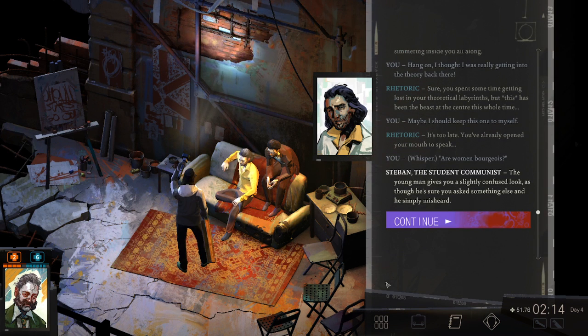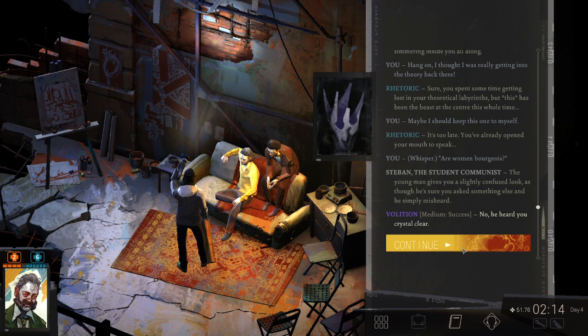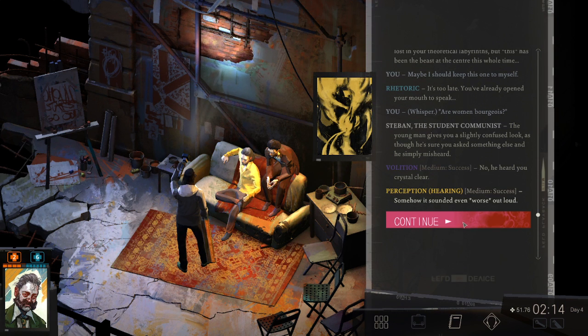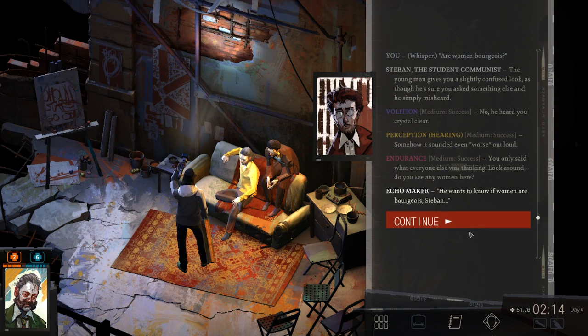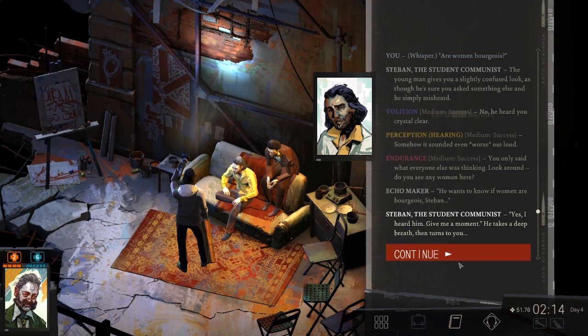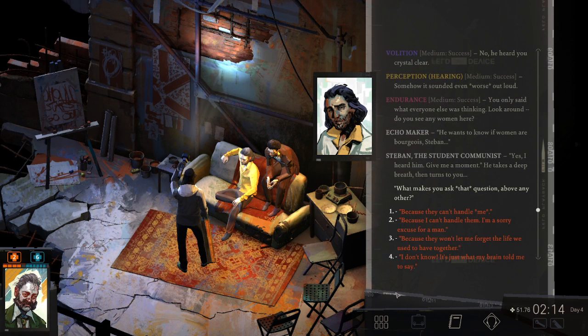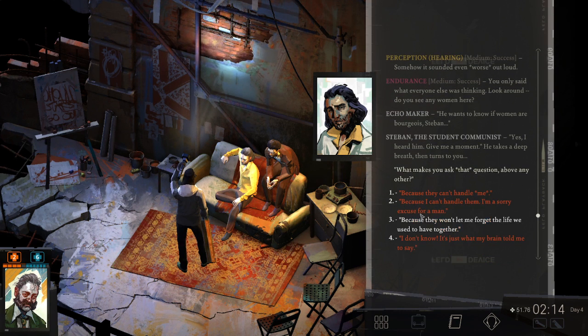A Roman bourgeois. The young man gives you a slightly confused look, as though he's sure you asked something else and simply misheard. No, he heard you crystal clear. Somehow it sounded even worse out loud. He only said what everyone was thinking. Look around. Do you see any woman here? He wants to know if women are bourgeois, Stepan. Yes, I heard him. Give me a moment. He takes a deep breath and then turns to you. What makes you ask that question above any other?